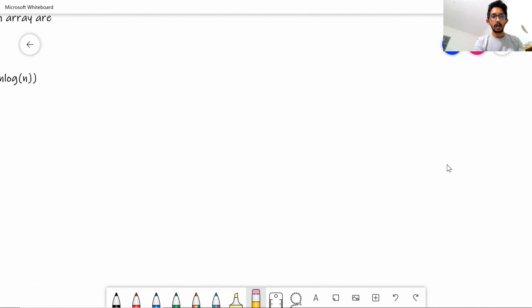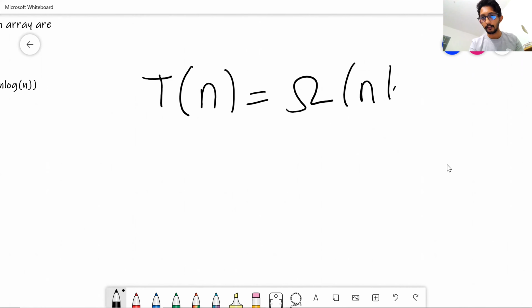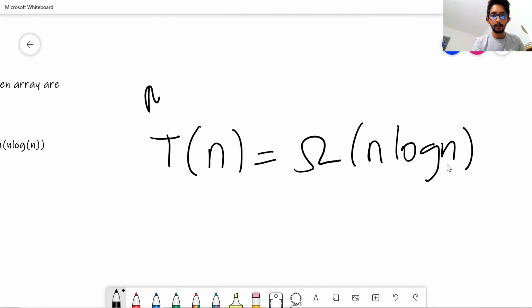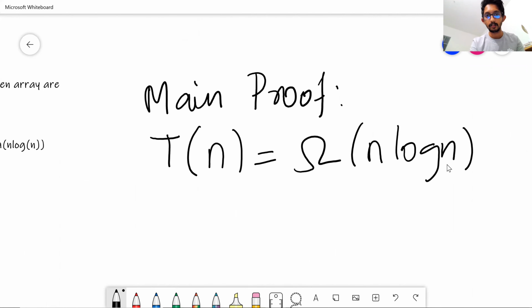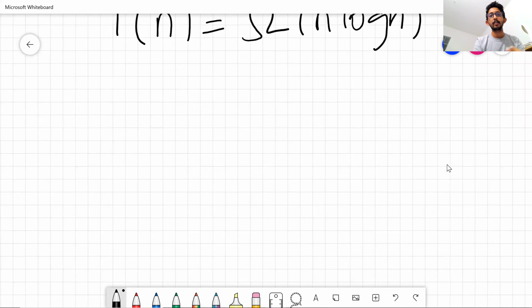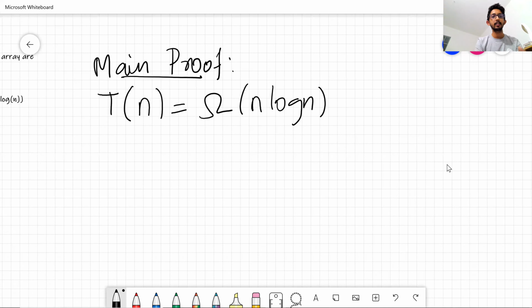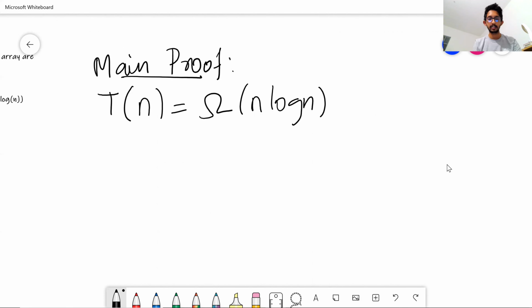Our main claim is to prove that the time complexity of the problem is big omega of n log n. This is our main claim, or main proof. Before going to the main proof, we look at some other claims which will lead us to it. So it's a step-by-step process.